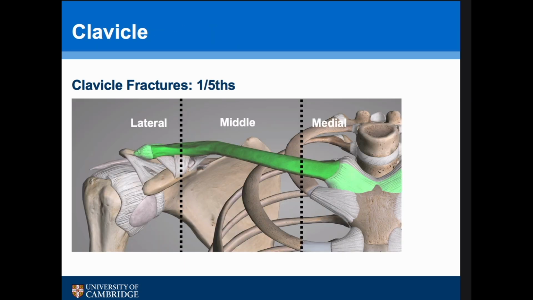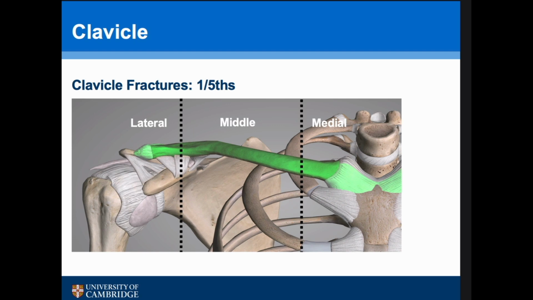So there's the lateral fifth, the medial fifth and the middle 3/5. The reason for this is that the AC joint and its coracoclavicular ligaments and the SC joint with its ligaments mean that fractures in this area are relatively uncommon and are treated differently. So we're predominantly going to concentrate on middle third fractures.